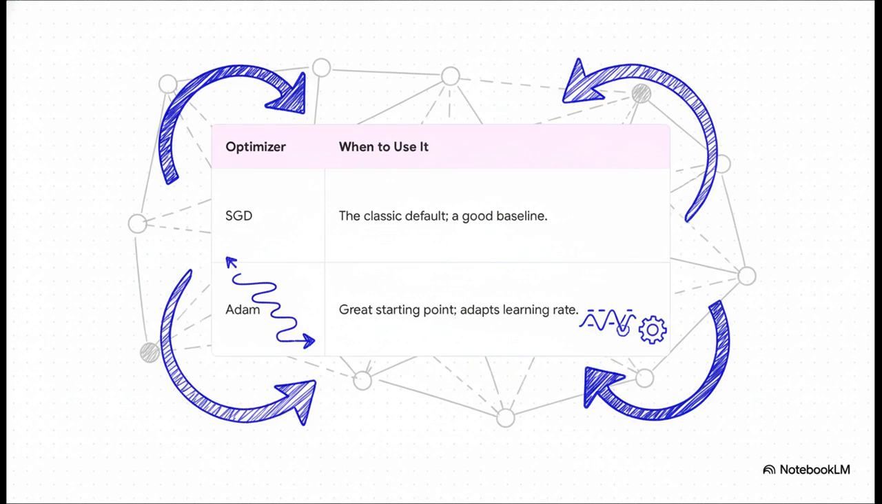The classic is called stochastic gradient descent, or SGD. But honestly, these days, optimizers like Adam are usually a fantastic starting point because they're more adaptive and can often find a good solution faster.